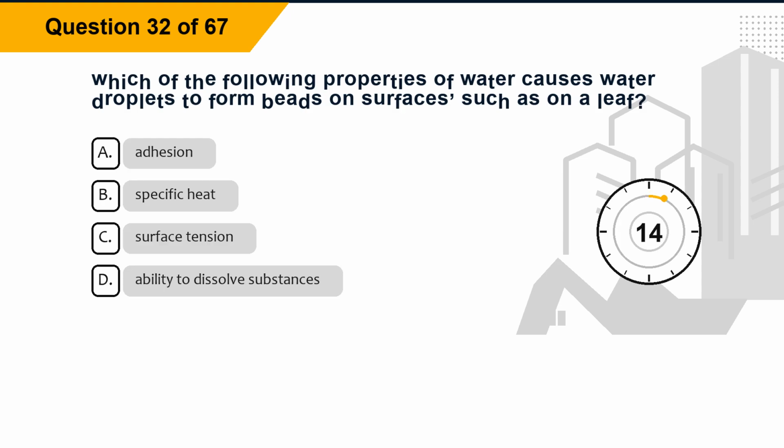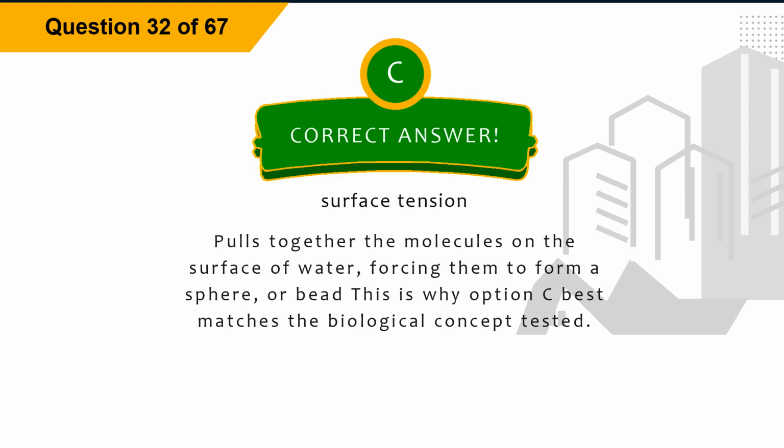Question 32. Which of the following properties of water causes water droplets to form beads on surfaces, such as on a leaf? Option A. Adhesion. Option B. Specific heat. Option C. Surface tension. Option D. Ability to dissolve substances. The correct answer is option C. Surface tension. Explanation. Pulls together the molecules on the surface of water, forcing them to form a sphere, or bead. This is why option C best matches the biological concept tested.